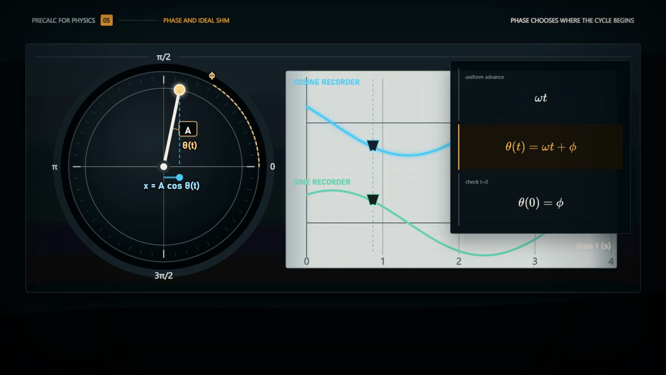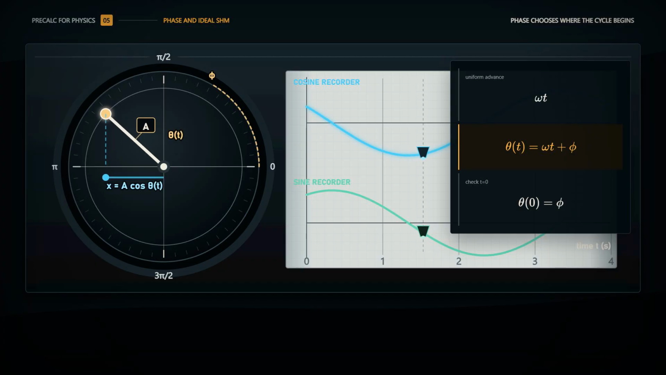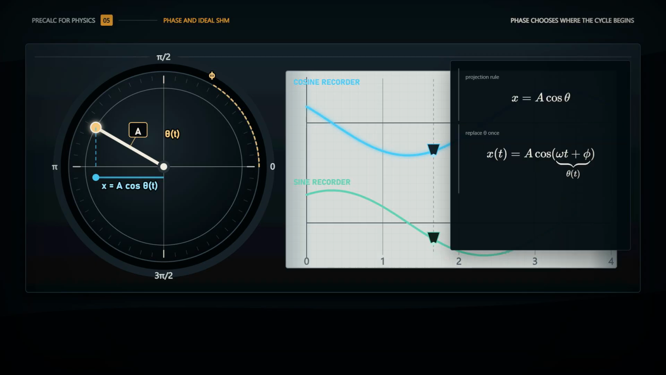After time begins, the crank adds the uniform advance omega t to its starting angle phi. The general angle is theta of t equals omega t plus phi. At time 0, omega t vanishes, leaving theta of 0 equal to phi. The horizontal projection was a cosine theta. Replace theta with omega t plus phi, one substitution and nothing more. The result is x of t equals a cosine of omega t plus phi.